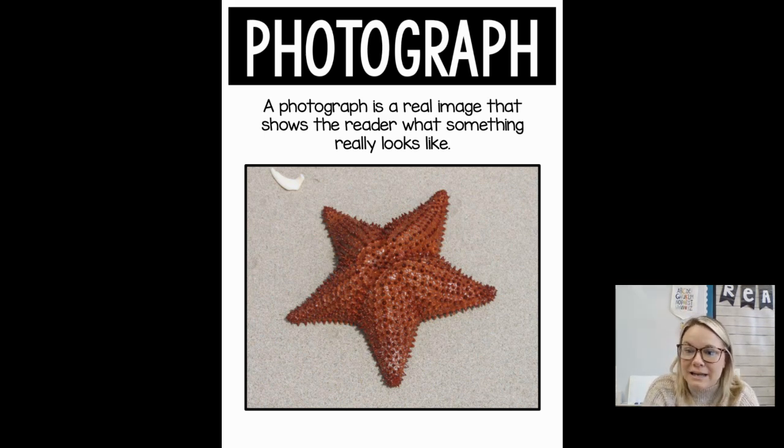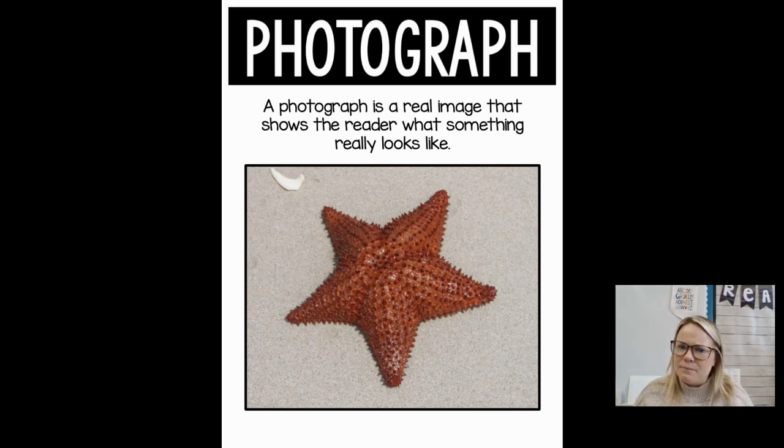I hope you're learning so many new facts. Today, we're going to talk about three new text features. Number one is a photograph. We talked about this over the last few days. In our nonfiction texts, you are going to see real photographs.